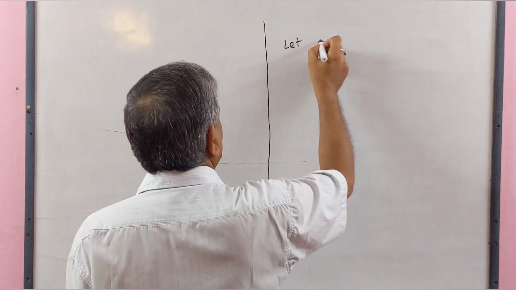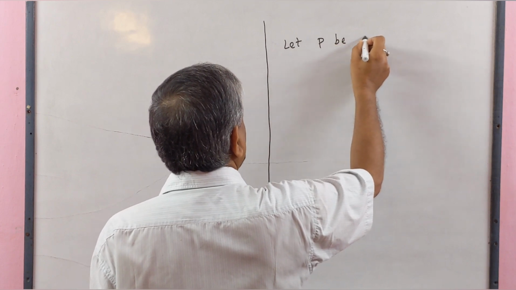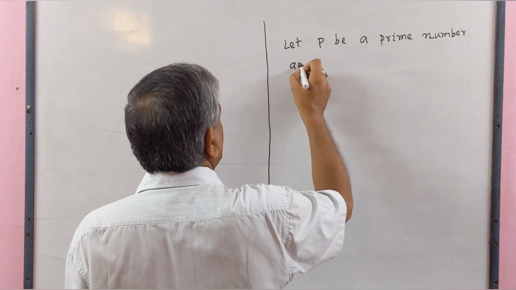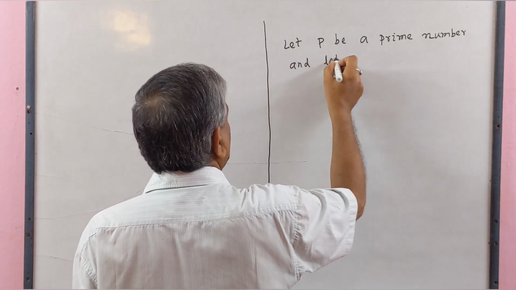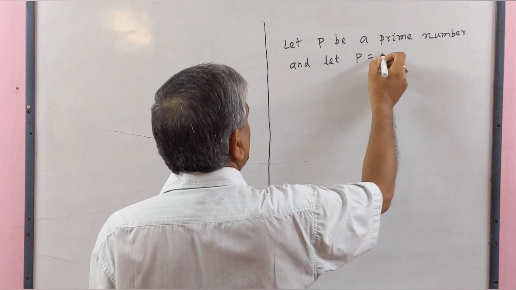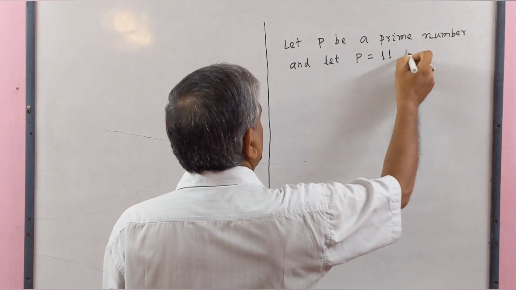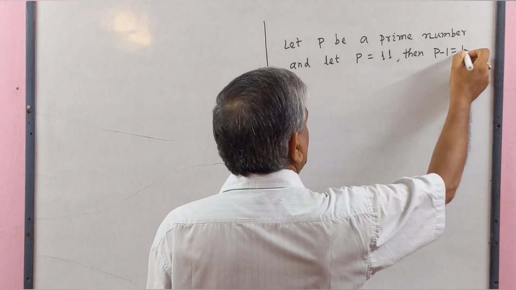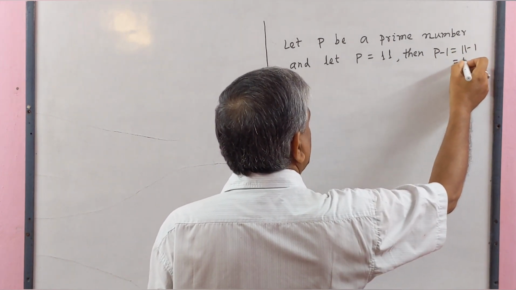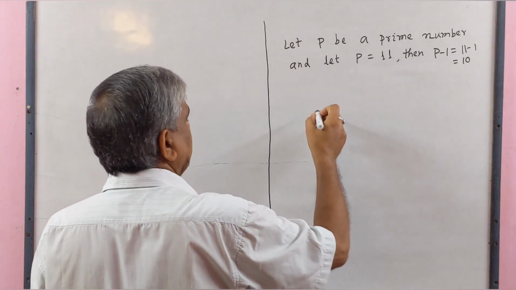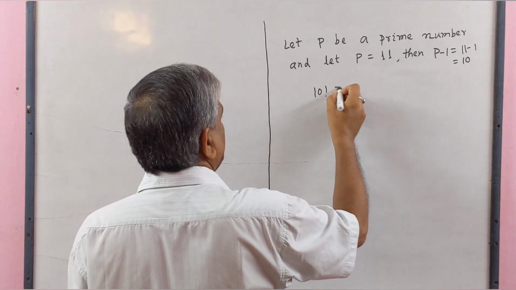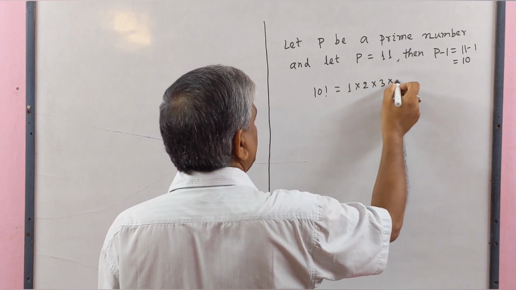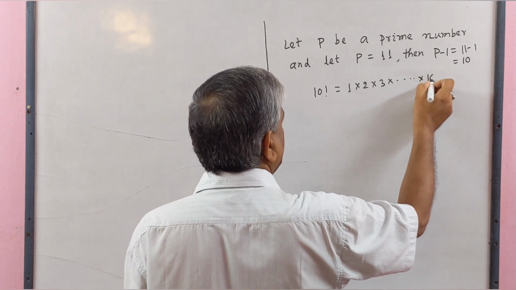Let P be a prime number and let P equal to 11. Then P minus 1 equal to 11 minus 1 equal to 10. Factorial 10 equal to 1 multiply 2 multiply 3 multiply dot dot dot multiply 10.